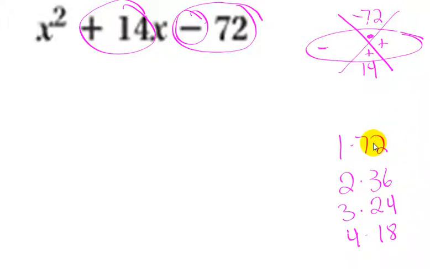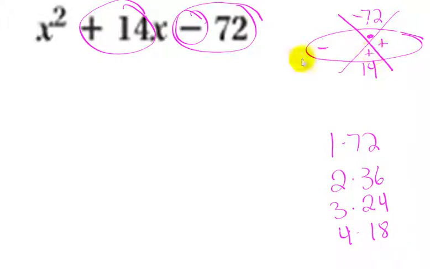Now, let's look at the process. If one must be negative, one must be positive, and when we add them they equal positive 14, that means your larger numbers have to be the positive, and your smaller numbers have to be the negative. So let's see what happens when I take these factors and add them together. 72 plus negative 1 would be 71. Does that match our 14? No, so that's not it.